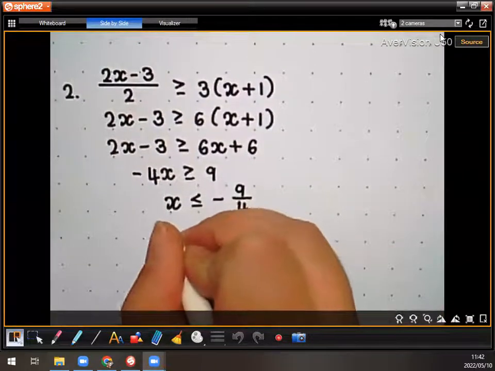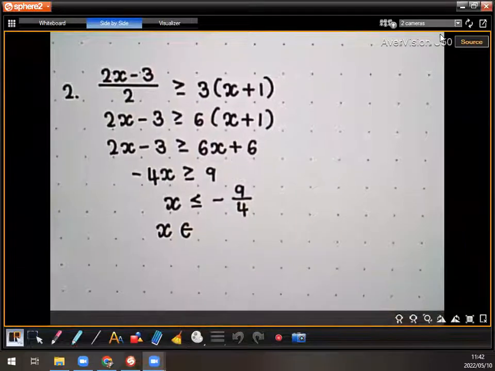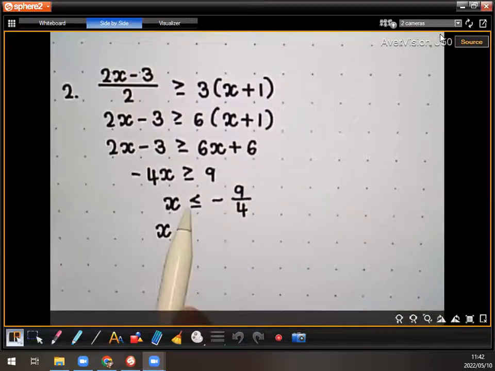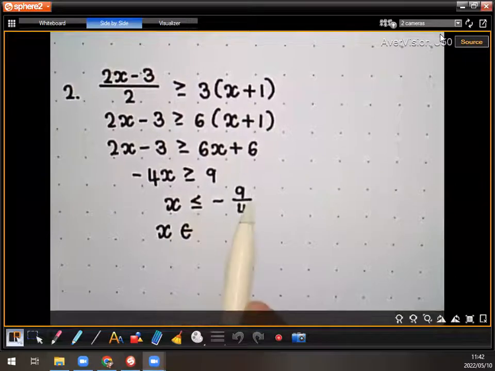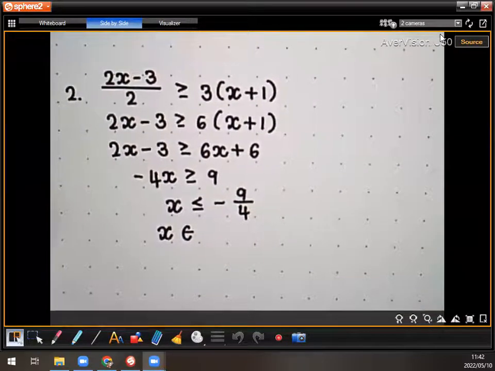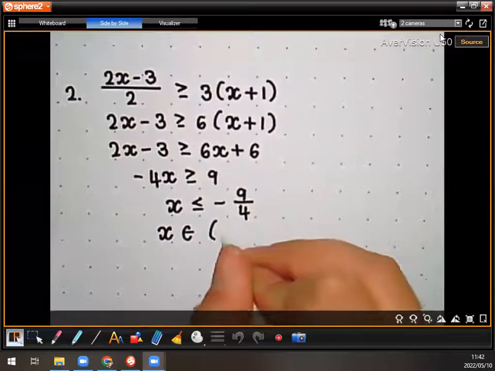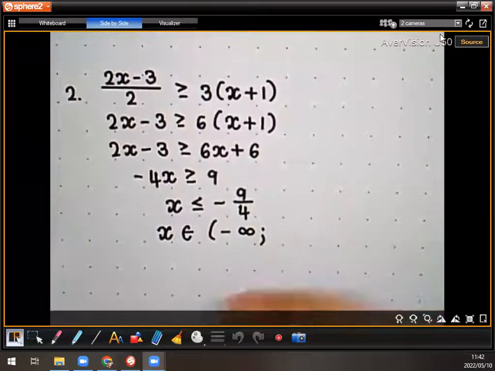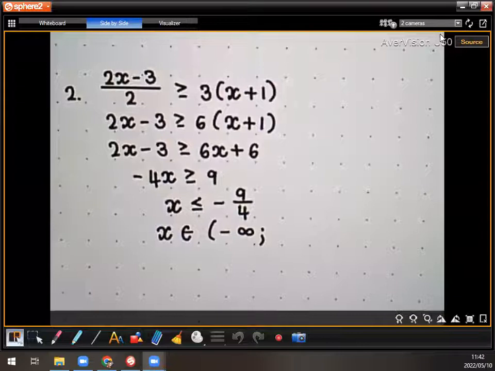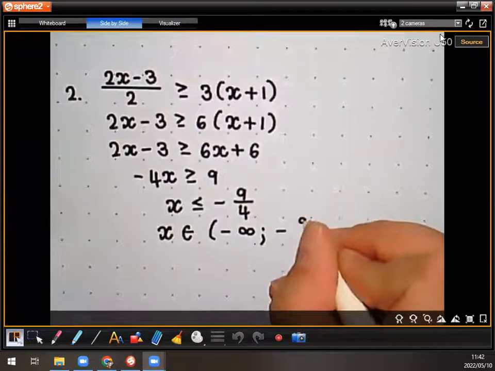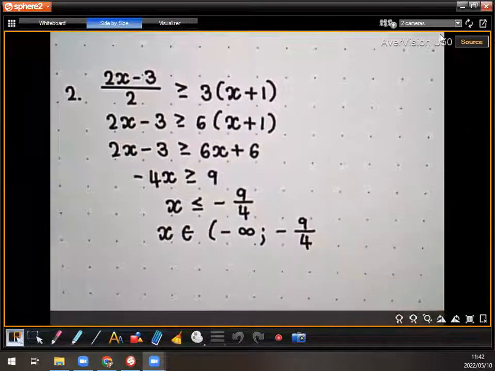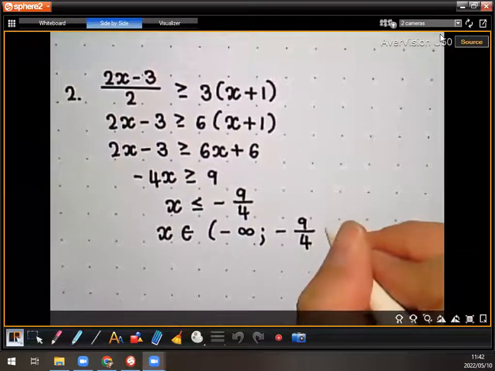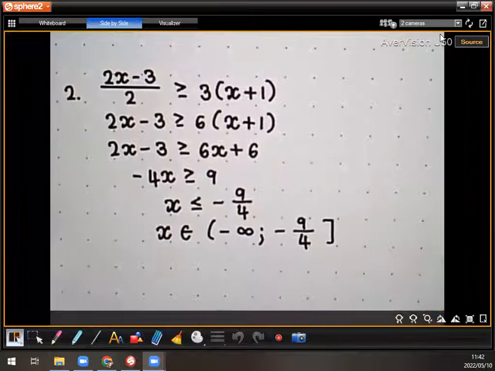Interval notation is going to say x is an element of. Now, guys, this is saying smaller than or equal to -9/4. So what is the smallest value going to be now? Negative infinity. Again, we use a round bracket for that, please. And then the biggest value is going to be -9/4. Round or square bracket? Square. Good, because it can be equal to that value.